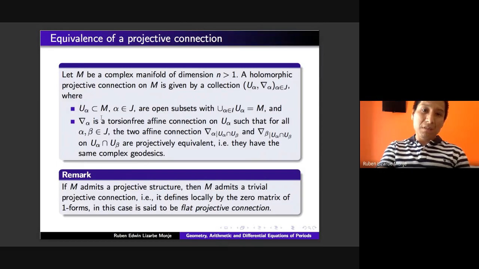Another equivalence, this equivalence is geometric, because, for example, a holomorphic projective connection on M is given locally by a torsion-free affine connection. In the intersection, two connections are projectively equivalent if they have the same complex geodesics. This is the other equivalent for this definition. This definition is very geometric, because the idea is that the projective connection preserves the complex geodesics.